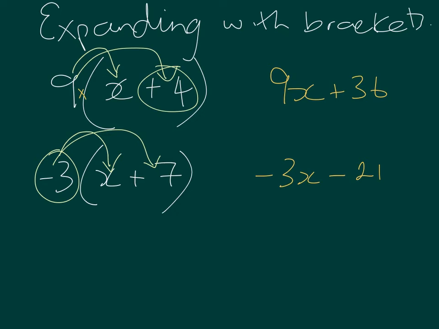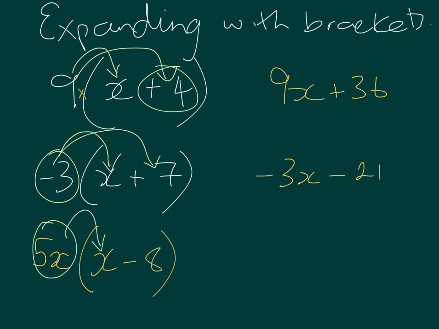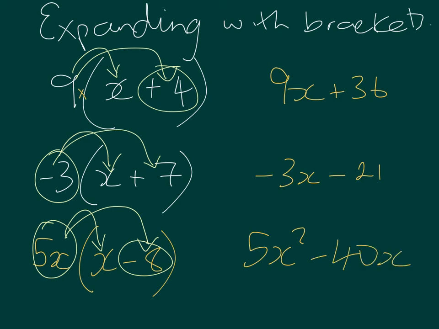And it's the same thing if you've got a double term outside the bracket. Let's say we've got 5x outside the bracket, and we've got x minus 8. We do the same process. We go 5x times the x, and we know 5x times x equals 5x squared. And then we do the same process again, 5x times negative 8 this time, and that equals minus 40, and don't forget the x in this situation because we've got the x on the outside.